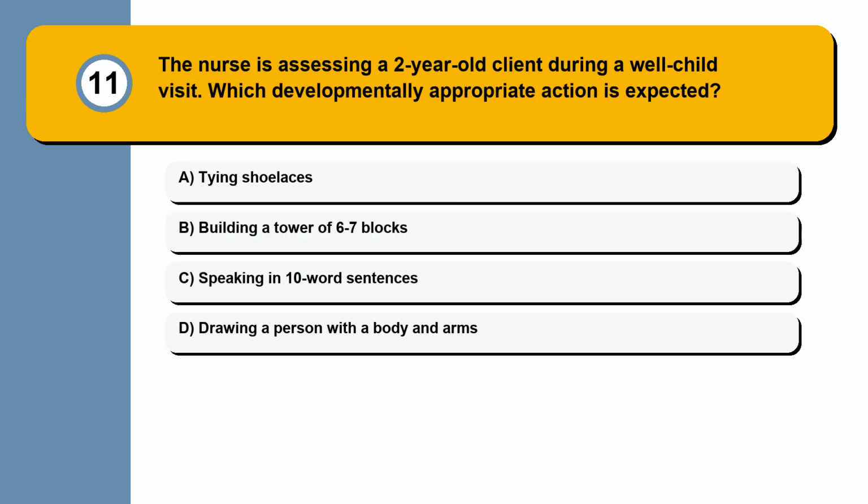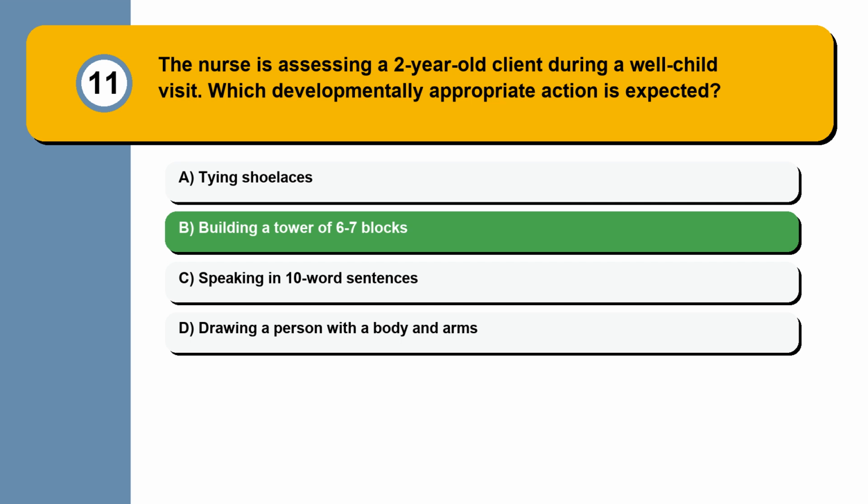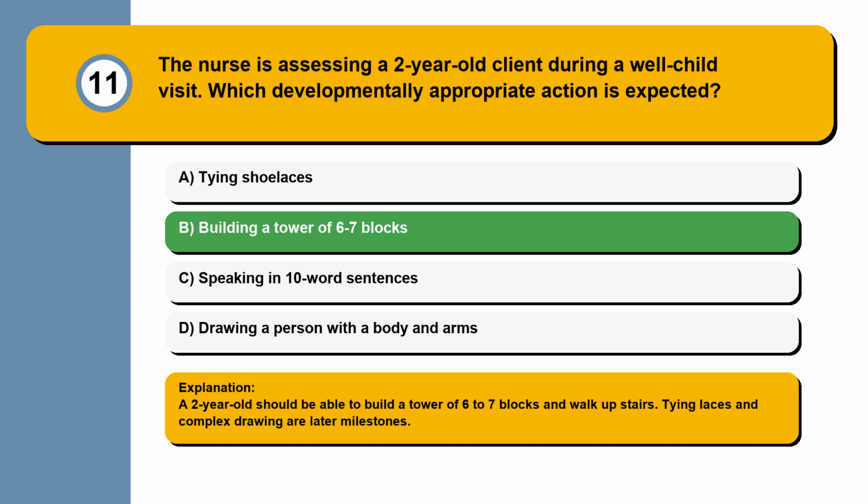Question 11. The nurse is assessing a 2-year-old client during a well-child visit. Which developmentally appropriate action is expected? Tying shoelaces, building a tower of 6 to 7 blocks, speaking in 10-word sentences, drawing a person with a body and arms. A 2-year-old should be able to build a tower of 6 to 7 blocks and walk upstairs. Tying laces and complex drawing are later milestones.